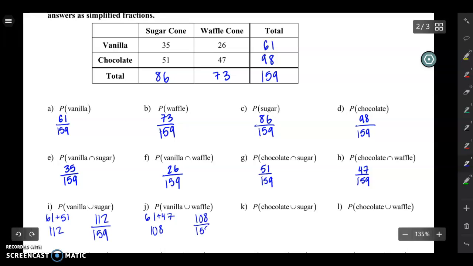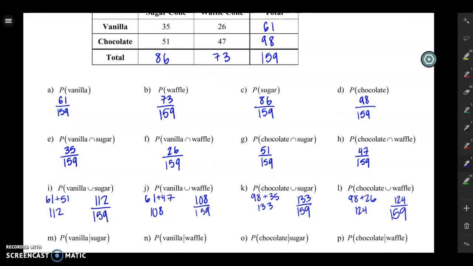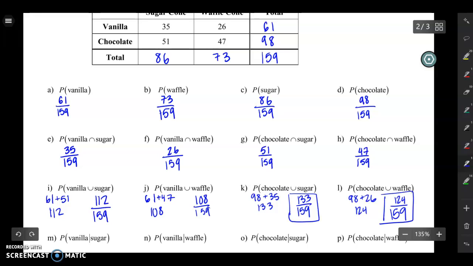So that's 108 out of the 159 orders that were placed that day. Okay, I'll hit pause, fill in the last two, and then you can check your answers. All right, hopefully you got these two fractions as your answer.